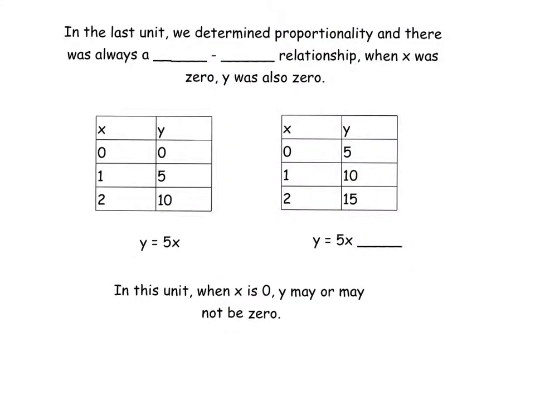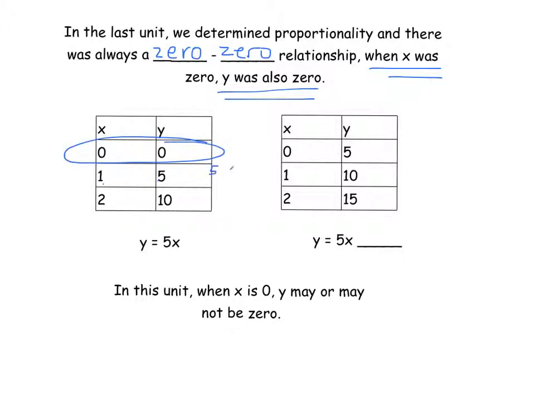So again, in the last unit, we determined proportionality. We were working with proportional relationships, so there's always that 0, 0 relationship. So when x was 0, y was also 0. Like here, when x is 0, y is 0. And then there was that proportional relationship where we found our rate, and it was always the same unit rate. So here, our rate was 5.